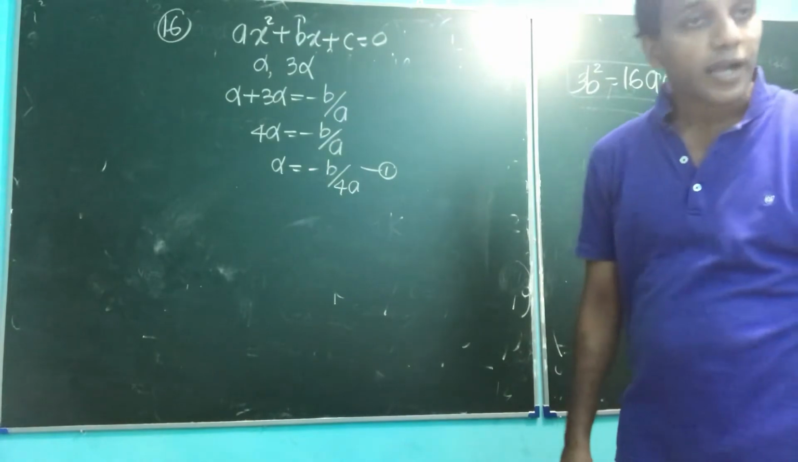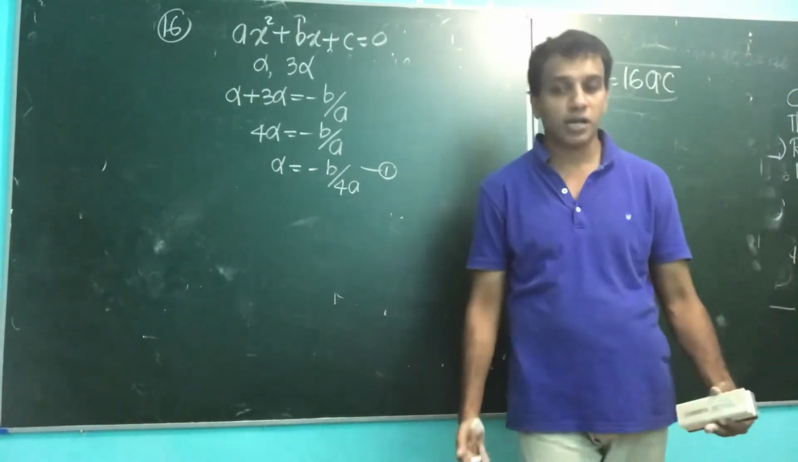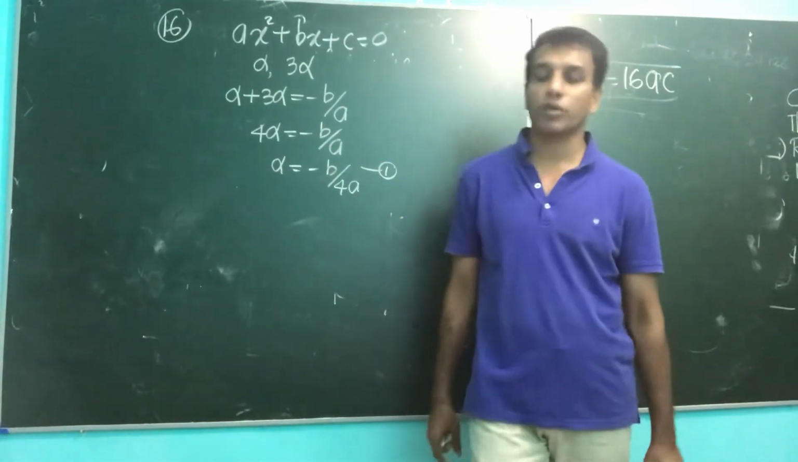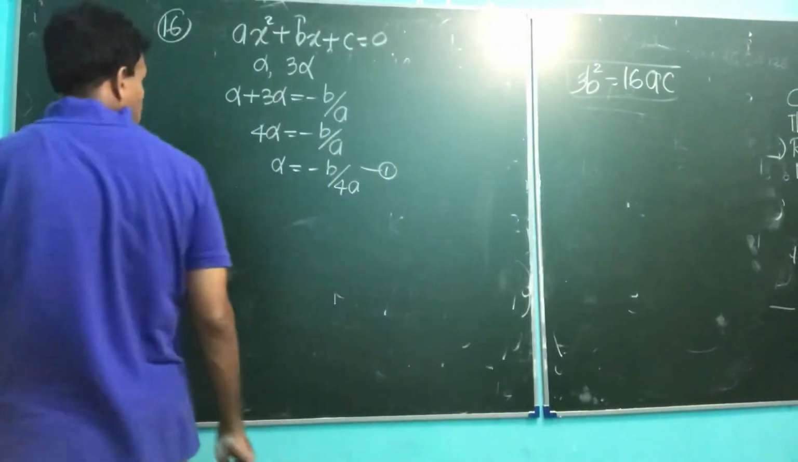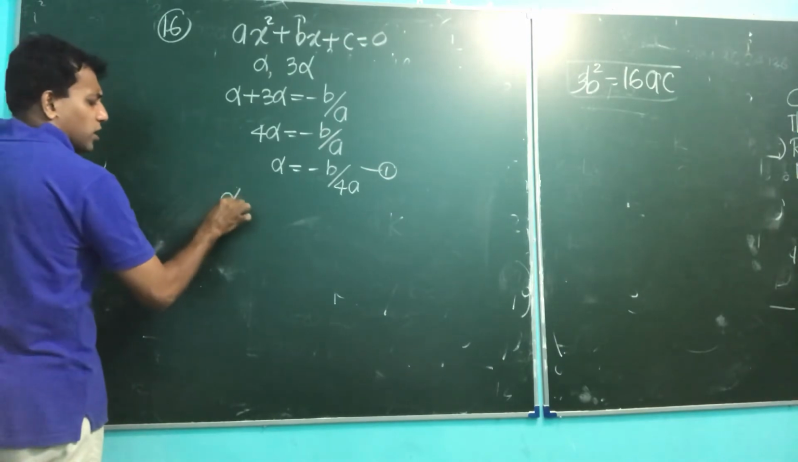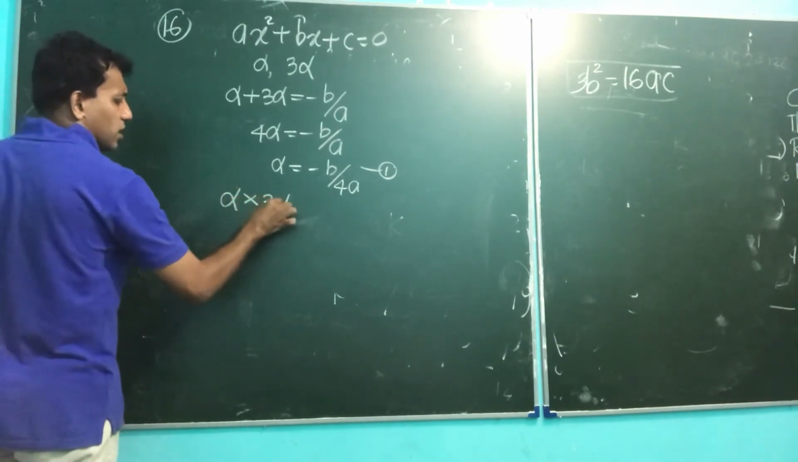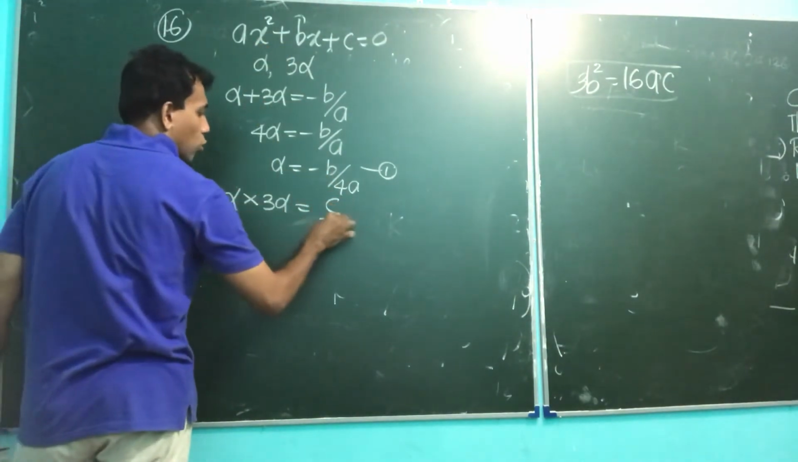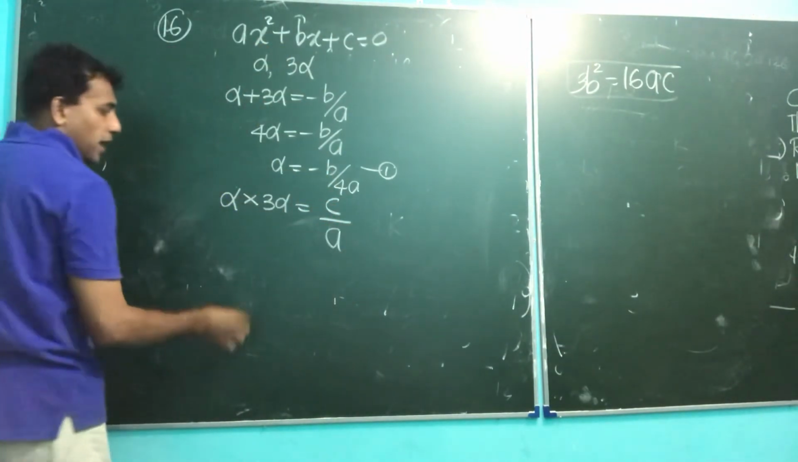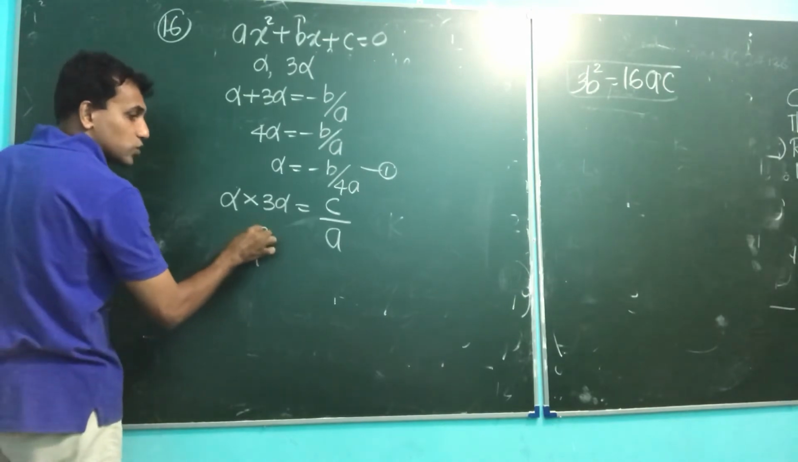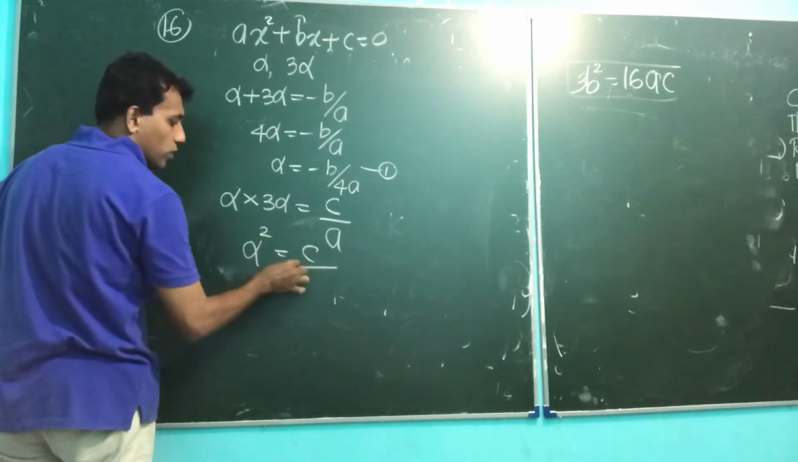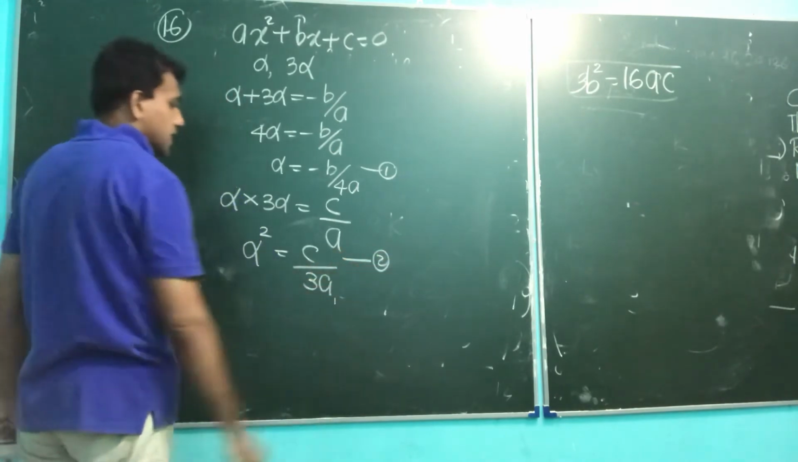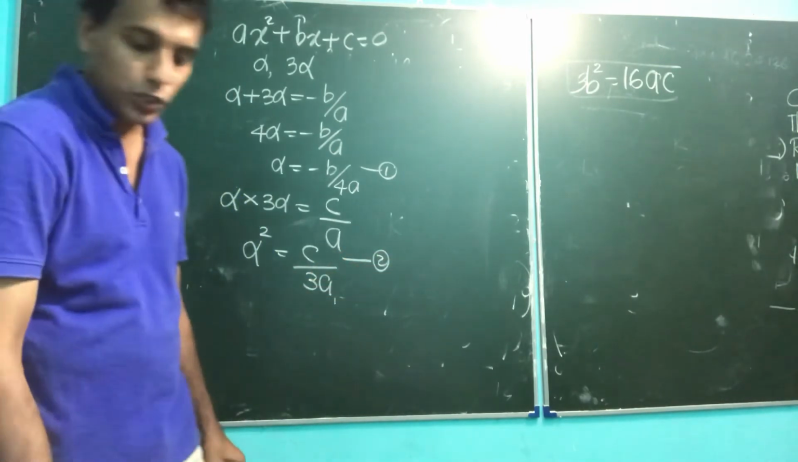Next, alpha into beta. The sum of the roots was one; the other is the product of the roots, right? Alpha into 3 alpha is equal to what? C over A, no? C over A. So what is that? Alpha square is C over 3A. Okay, say number 2. C over 3A. That's all.